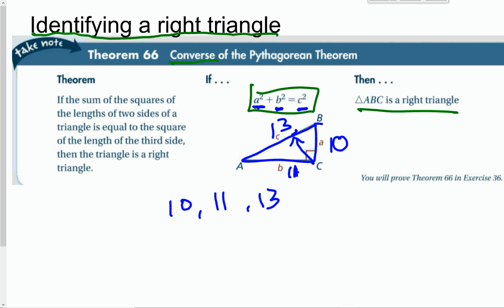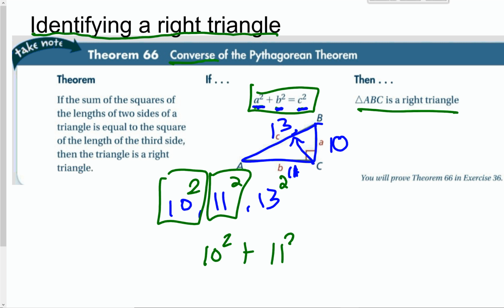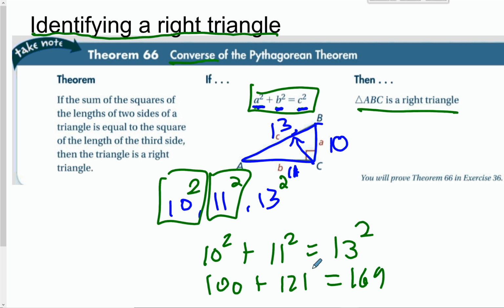So you're going to take your two smaller numbers and square them, and you're going to take your largest number and square that, and then you're going to see if the two smaller numbers squared add up to the largest number squared. So this would be 100, this would be 121, and this would be 169. I'm going to see if these two smaller ones add up to the bigger one squared, which this does not. Those do not add up to 169, so this would not be a right triangle.